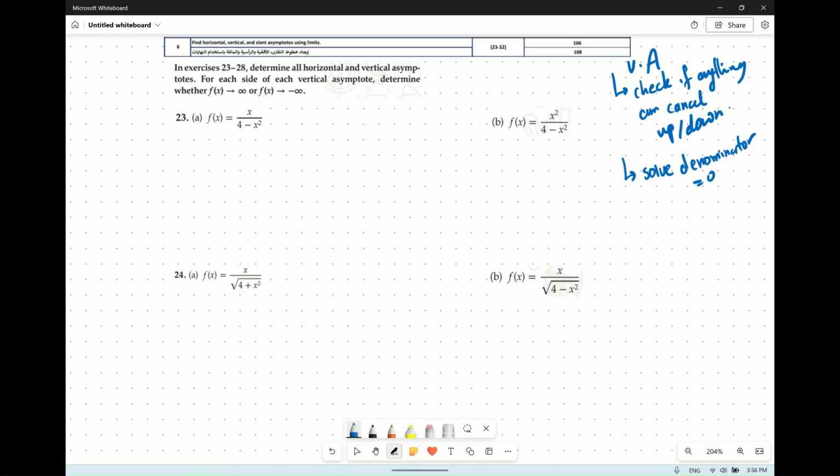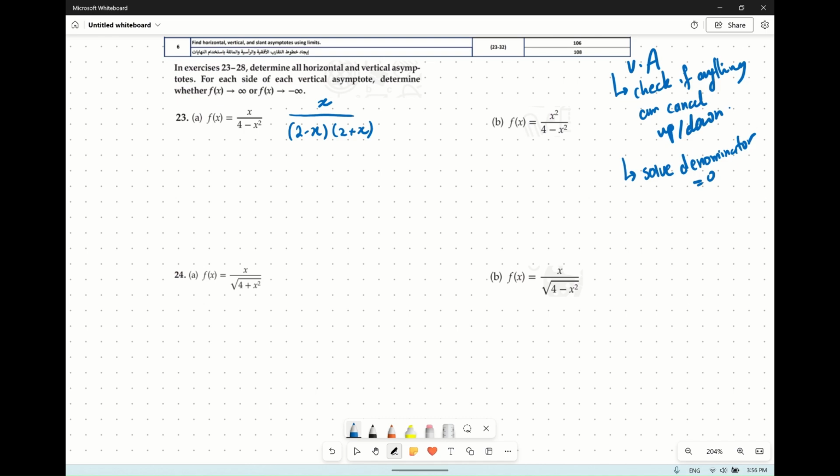So let's look at question number 23. I have x up and I have 4 minus x squared. If I were to factor the denominator down, I will have 2 minus x, 2 plus x. Can anything cancel up and down? Well, for sure no. So I go to the next step.